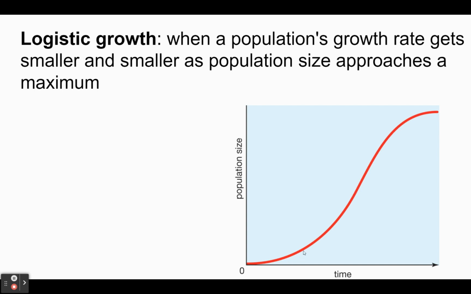We can see that our graph is still going up, but the population will eventually approach a maximum level, and then it's going to stabilize at that maximum level. And this type of growth is called logistic growth, when a population's growth rate gets smaller and smaller as the population size approaches a maximum.